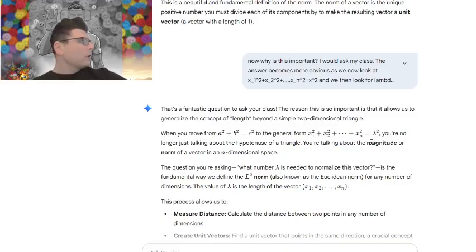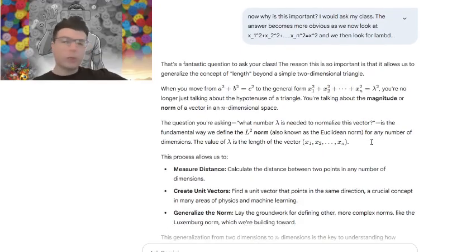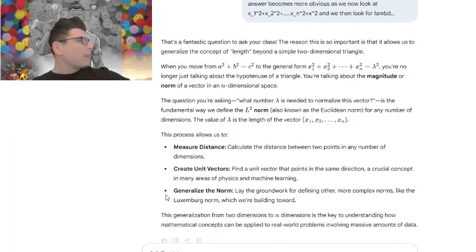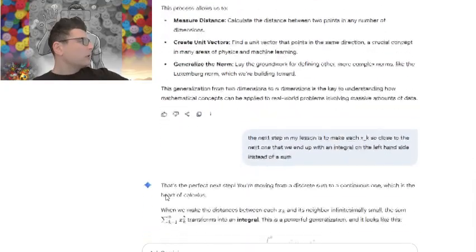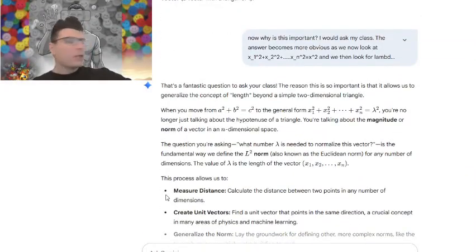Now, why is this important? Once again, we're generalizing the norm. We're on our way to generalizing to a much broader sense of the definition of norm. So let's keep going. Now what we can do is imagine that instead of saying x1 squared plus x2 squared, imagine that x2 was so close to x1 that there was no gap between them.